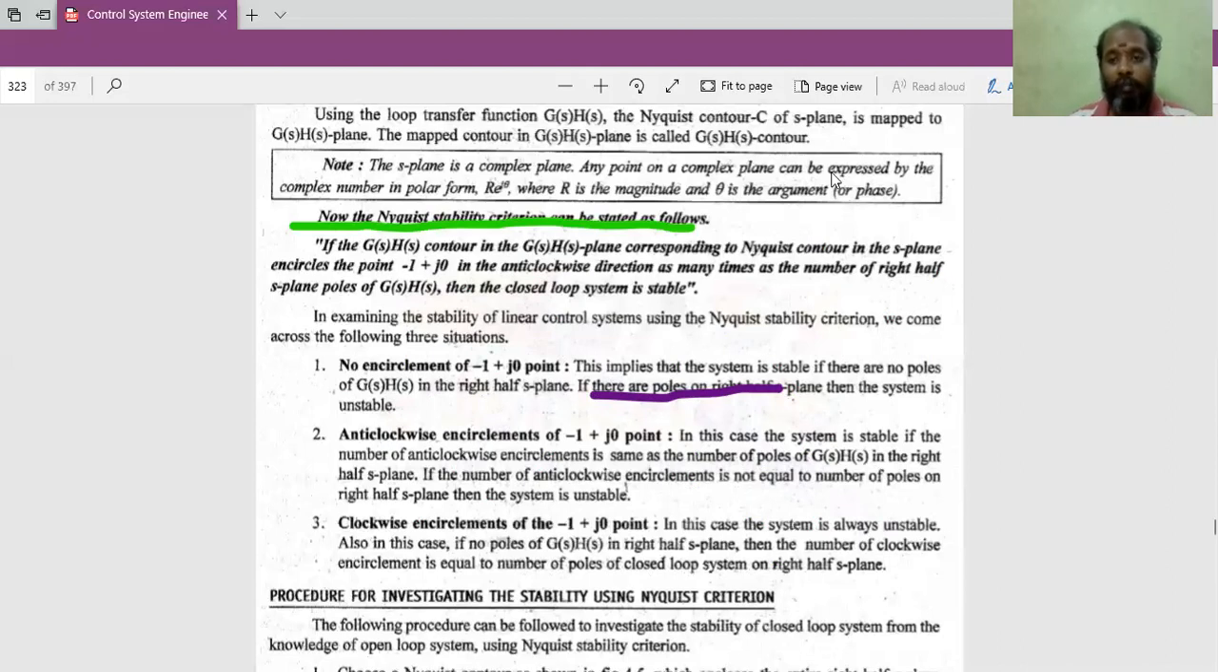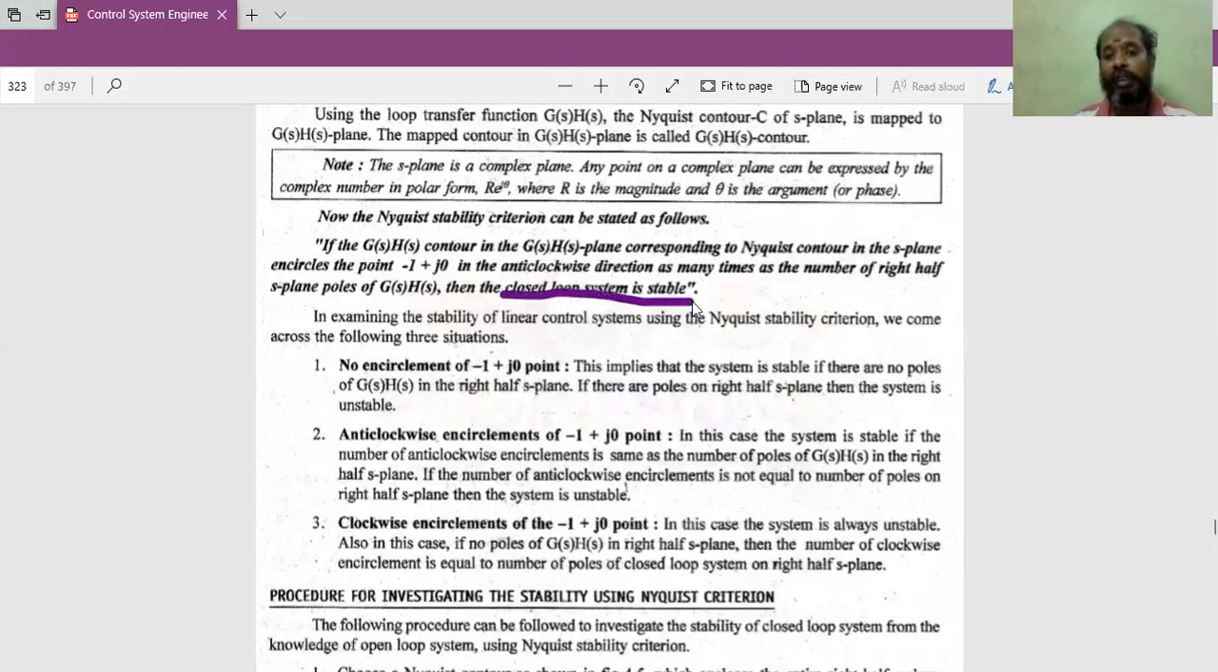So very simple. The explanation says that the encirclement around -1 + j0 in the G(s)H(s) plane should be equal to the number of poles in the right half of the s plane, and the encirclement should be in the anti-clockwise direction. Then only can you say the closed loop system is stable. Otherwise, the closed loop system is unstable.